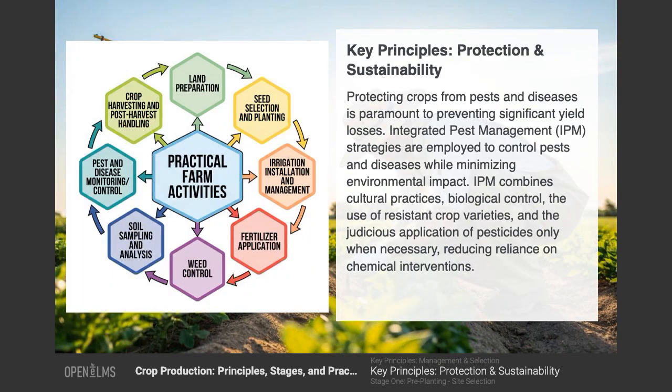Key principles: protection and sustainability. Protecting crops from pests and diseases is paramount to preventing significant yield losses. Integrated pest management (IPM) strategies are employed to control pests and diseases while minimizing environmental impact. IPM combines cultural practices, biological control, the use of resistant crop varieties, and the judicious application of pesticides only when necessary, reducing reliance on chemical interventions.